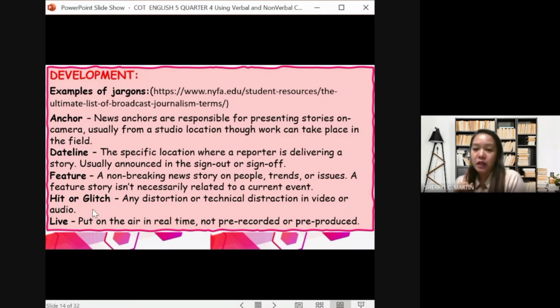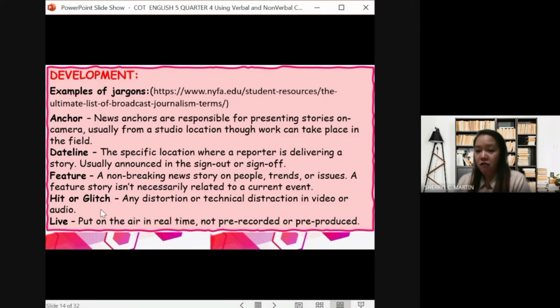Next, eto alam na alam nyo to, hit or glitch. Liana, you know it. I know. Okay. So any distortion or technical distraction in video or audio, that's what you call the hit or glitch. So in media, you know that when you are editing and you are doing something about video, I know for sure you know the meaning of hit or glitch.